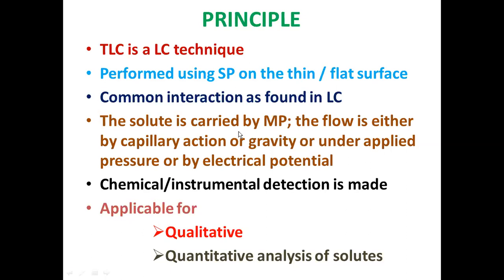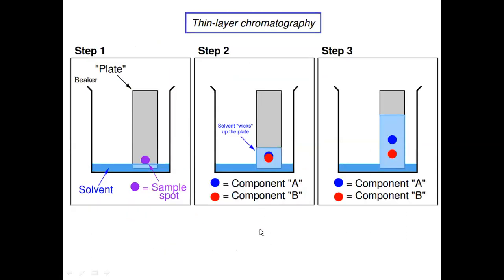So chemical or instrumental detection of the solute is made. We can use some visual reagents to detect the solutes present over the surface of the TLC plate, or even directly we can make the solute molecules move towards the detectors. Therefore, instrumental detection is also possible. So the TLC technique is suitable for qualitative as well as quantitative analysis. You can see here the components required to perform the separation by TLC: one is a beaker or a TLC chamber or TLC tank. This is the principal component. Then a TLC plate and a solvent.